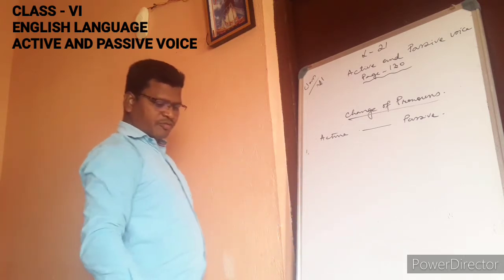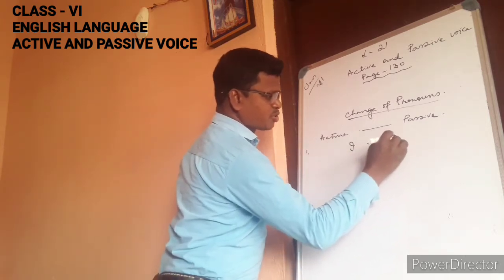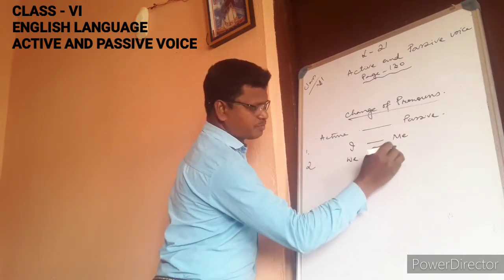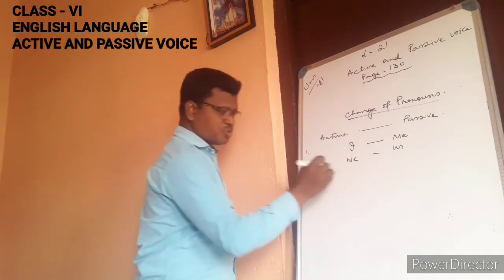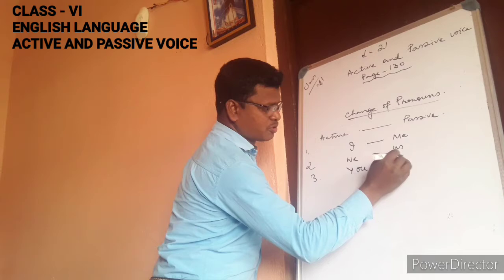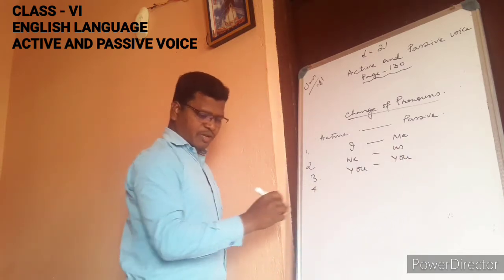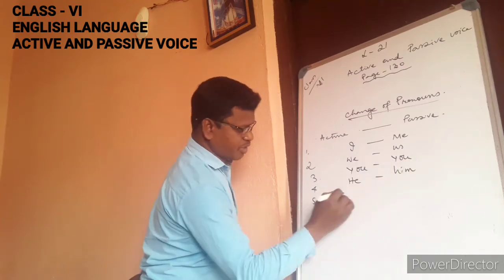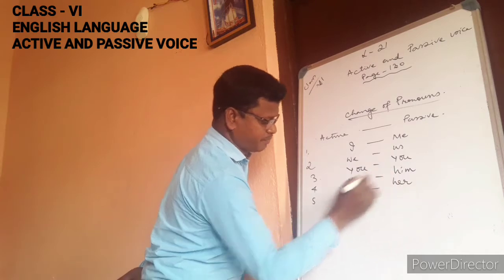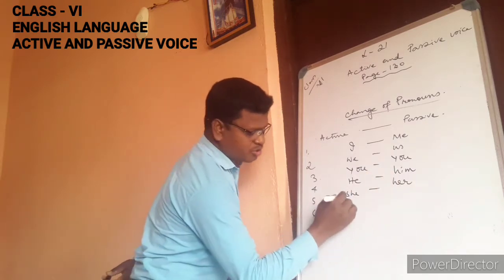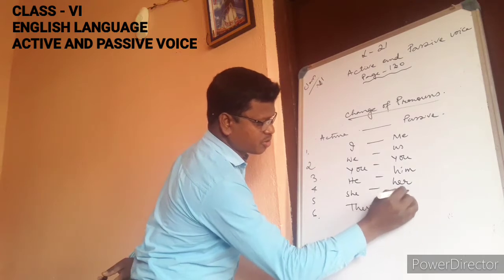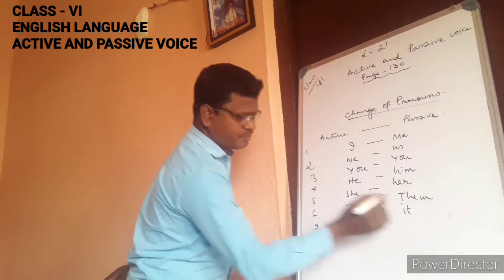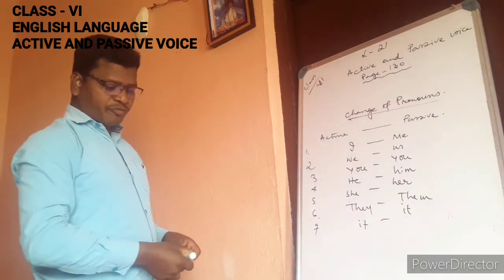First one we have I. This I changes into me. The next one we have we changes into us. Third one you changes, okay, you. The fourth we have he changes into him. Then number 5 she changes into her. Number 6, they changes into them, and number 7 it remains it. So these are a few changes.